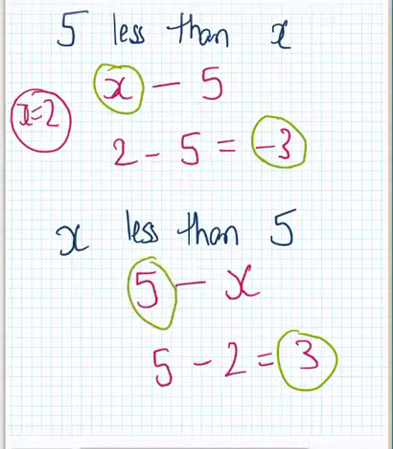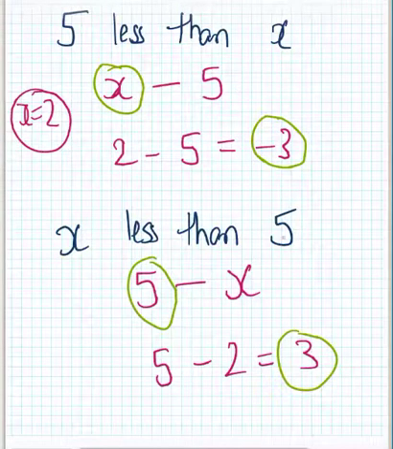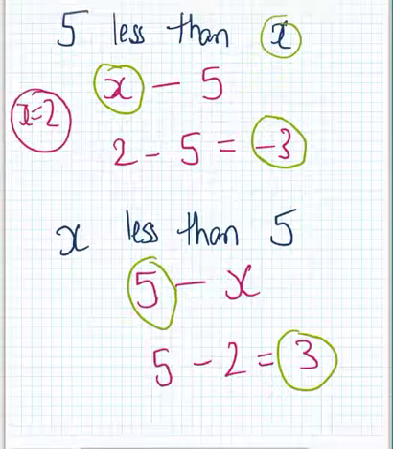So just once again, 5 less than a number that was already there. Or x less than 5, and 5 was already there first. Okay? So you have to remember that when you see something like this, it's this number here that comes first.